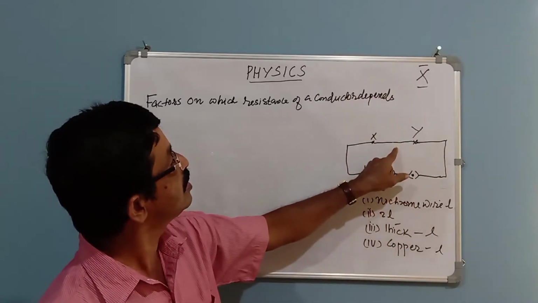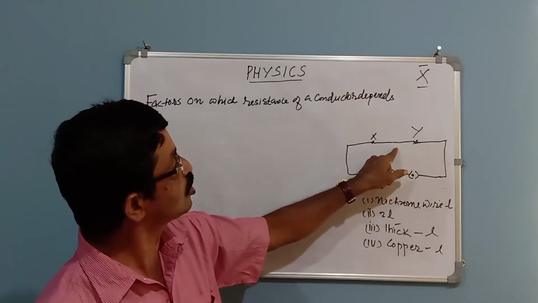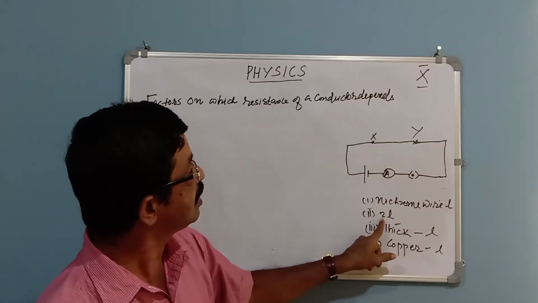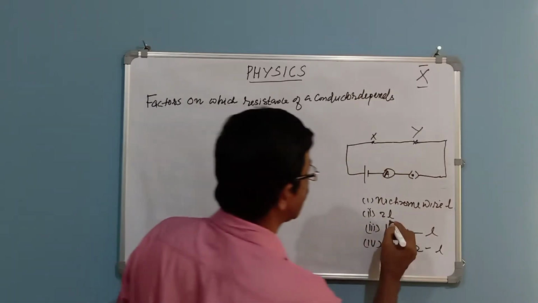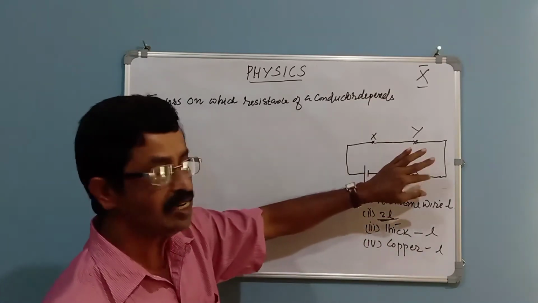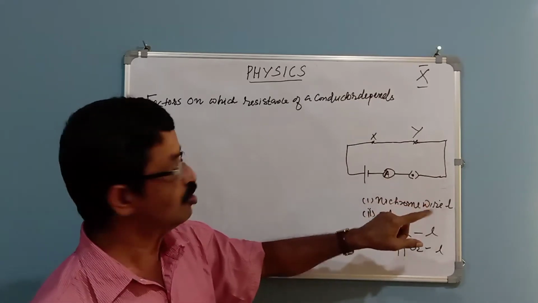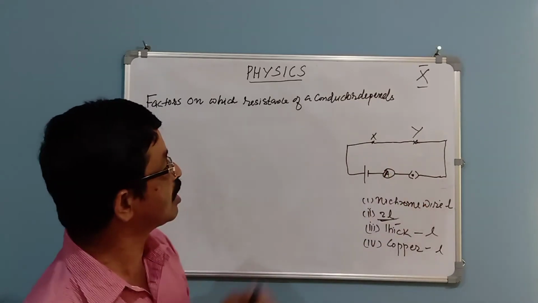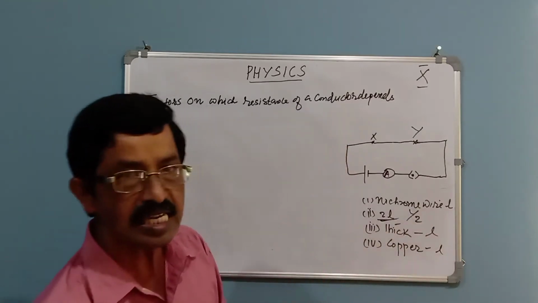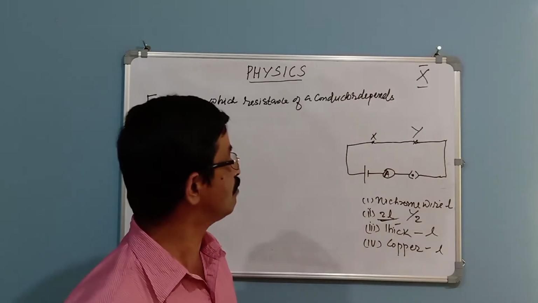Then we replace this nichrome wire of length L with another nichrome wire of the same thickness but 2 times the length, that means the length is now 2L. Again we observe the current in the ammeter. Now you can observe the current becomes half. When the length is doubled, the current in the ammeter becomes half.